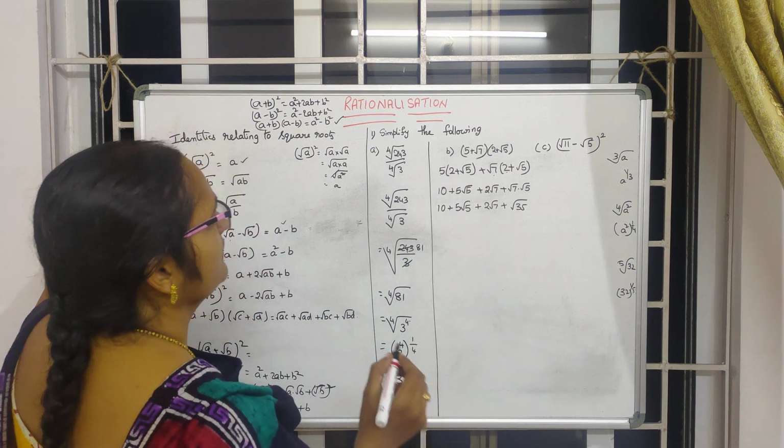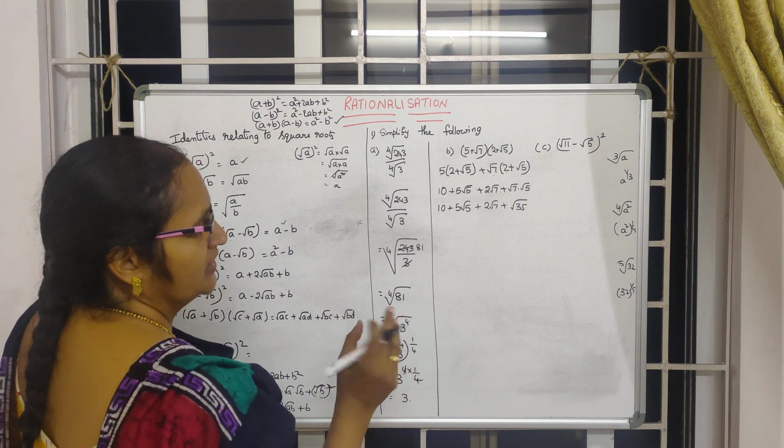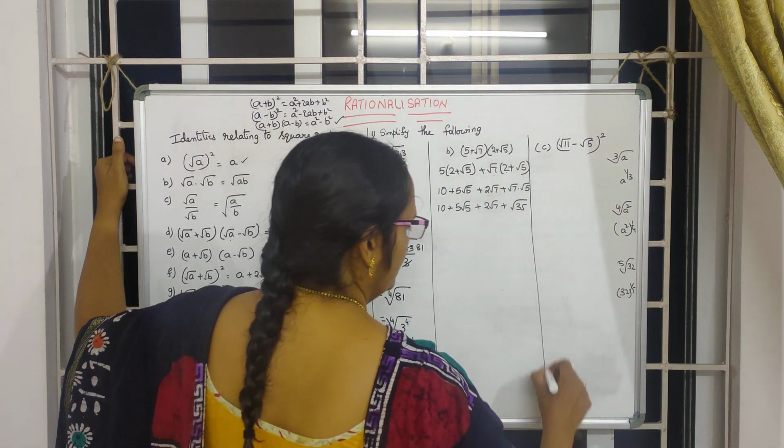7 5s are 35. There are no common terms here, so we are leaving it there only. We can't simplify that further. Now going to the next question.